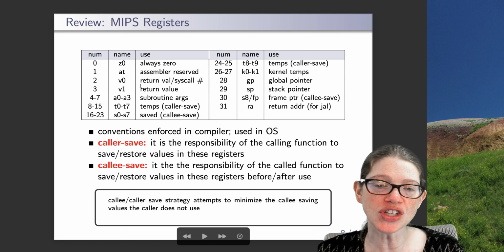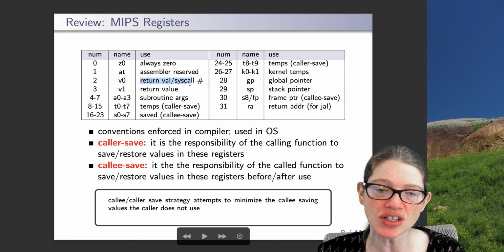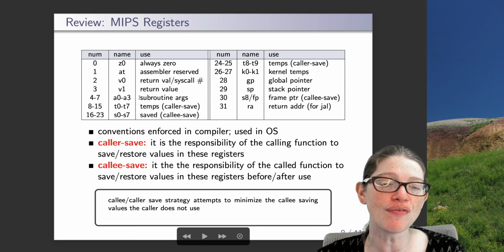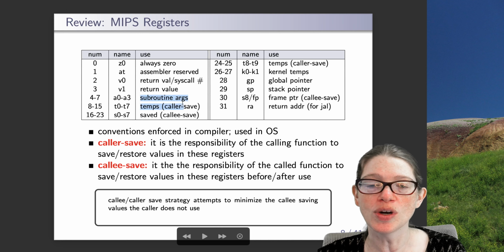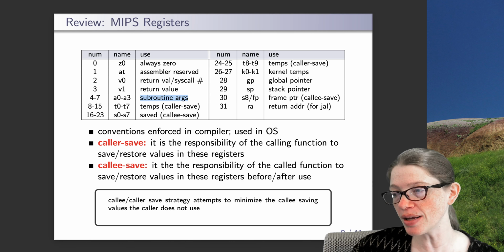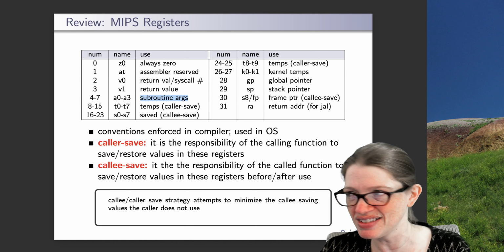Now, we also have 2 return value registers, V0 and V1, and we'll talk about them another day. And we have A0 through A3, which we use for arguments to functions. And if you have more than 4 arguments, we put them on the stack and we pass the address, standard stuff there.